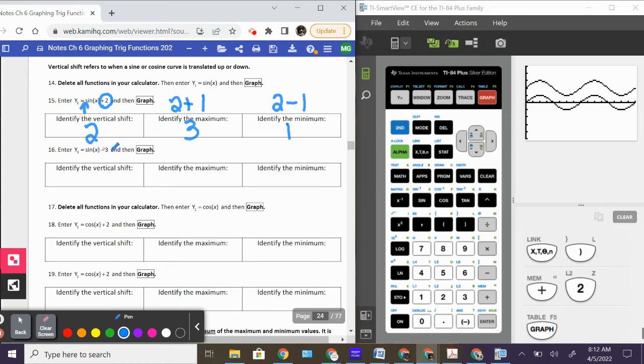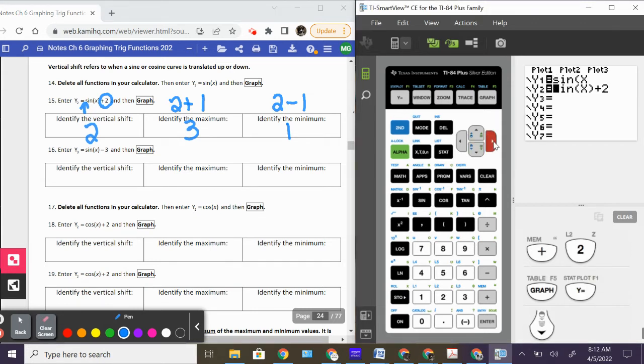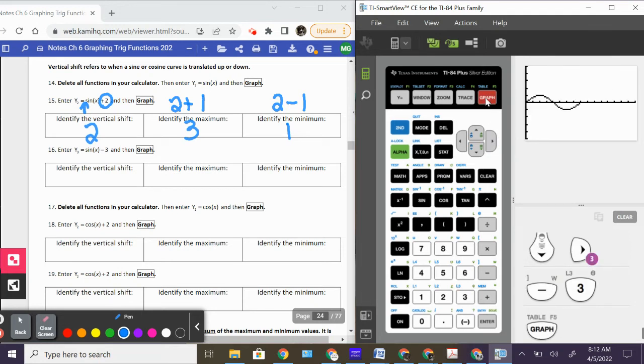But what would you think about subtracting 3? Okay, so hopefully you know subtracting 3 is going to bring the sine function down 3 units. So let's take a look. And there it is, down 3 units. Notice our y-intercept was here, 1, 2, 3. Now it's here. So our vertical shift has gone down 3 units.